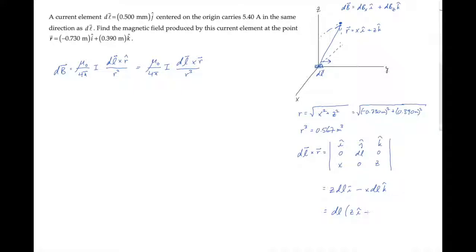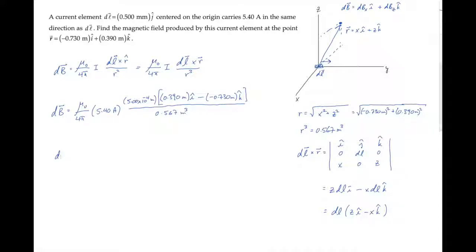and then return to the left, substituting these results into the Biot-Savart law. We have mu naught over 4 pi, which is 10 to the minus 7 Tesla meters per amp, multiplied by the current I, times the cross product, the magnitude of dl, which is half a millimeter, times z i hat minus x k hat, and divide all of that by r cubed.